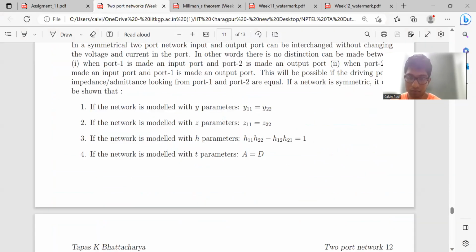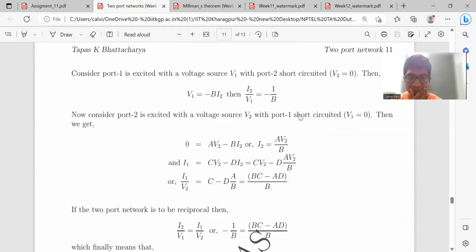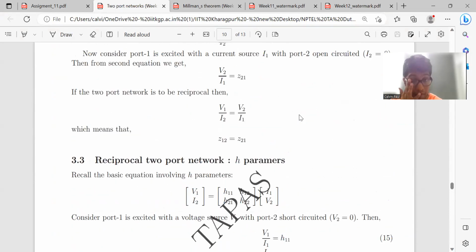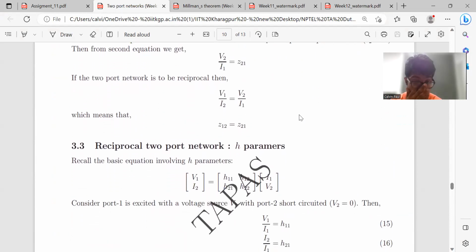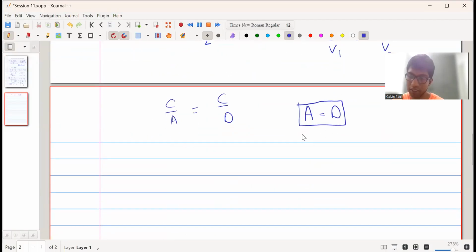Now we consider what the condition is for the network to be reciprocal. We will consider the same network with the same ABCD parameters and the same relations: V1 is equal to A into V2 minus B into I2, and I1 is equal to C into V2 minus D into I2.